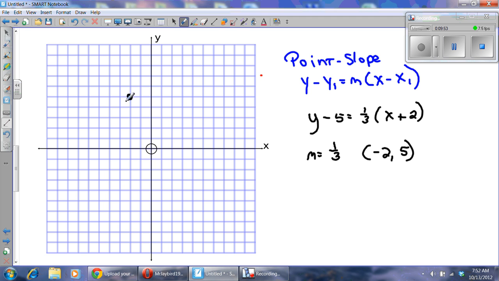I plot negative 2, 1, 2, 3, 4, 5 right there. And then I rise 1 and run 3. I rise 1 and run 3. And there you go. Hopefully your graph matches mine. Something along those lines.